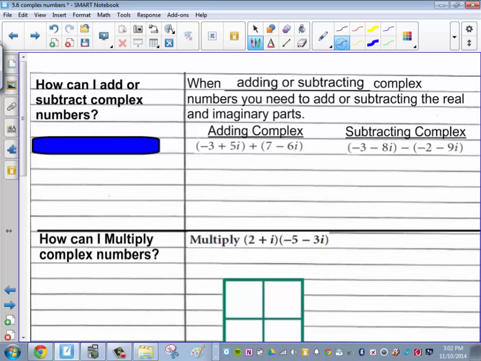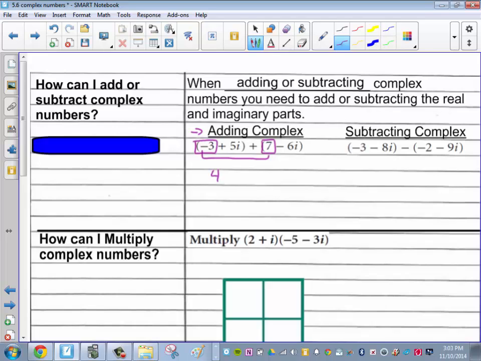So this is just kind of like combining like terms. You combine the x terms and the x squared terms and the constant terms. Here we're going to be combining the real parts of the complex number and the imaginary parts. So let's identify what the real parts are in this one for adding. Here I got -3, that's the real part, and we're adding that to 7. That's the real part. It doesn't have the imaginary. So what is -3 plus 7? Well, -3 plus 7 is 4.